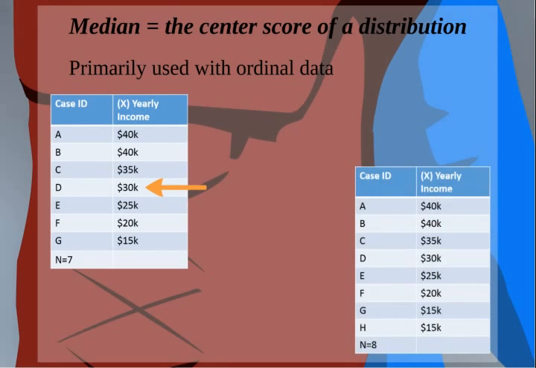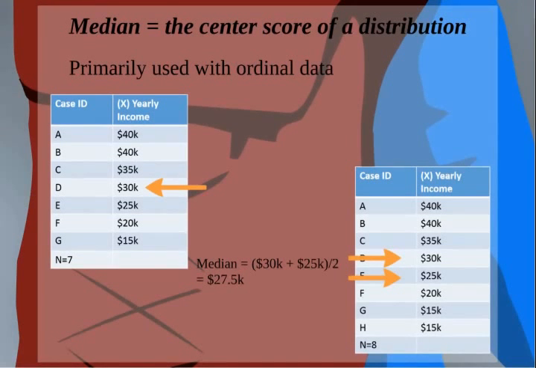Now you're probably asking yourself, what if you have an N of 8 instead of an N of 7, or a sample size of 8 instead of a sample size of 7? What you do in that case is you take the 2 middle scores and you average those. So in this case, we have $30,000 plus $25,000 divided by 2, right? We're taking the average of these 2 scores.